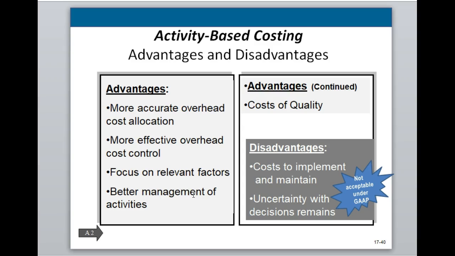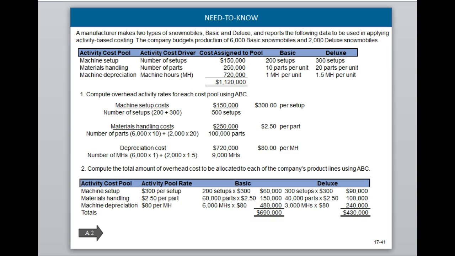Disadvantages is, number one, it's kind of expensive to implement and maintain, and there's some uncertainty in the decisions made. It's definitely not accepted by GAAP just because it mixes the costs together and you can't really tie them as well as you can.